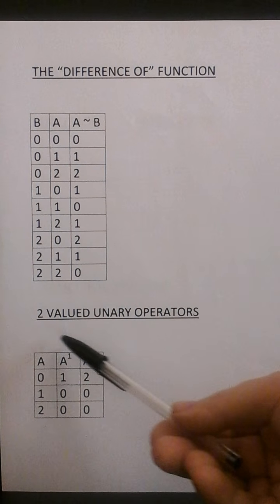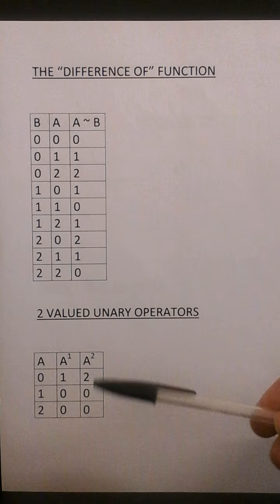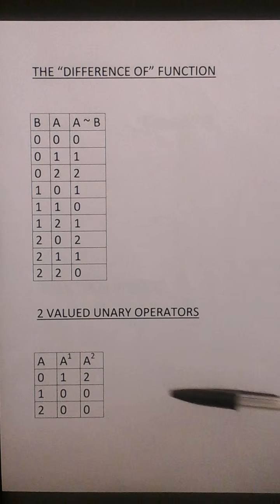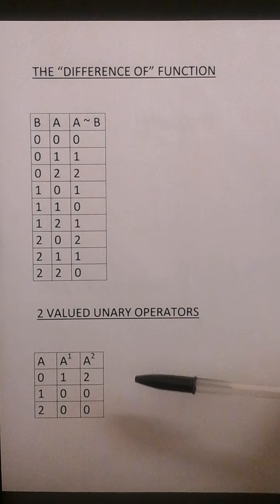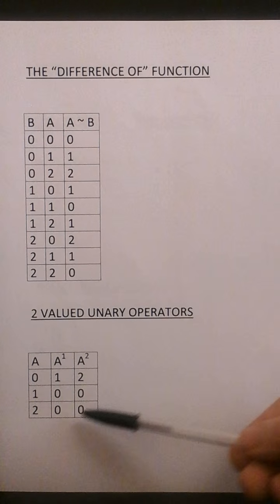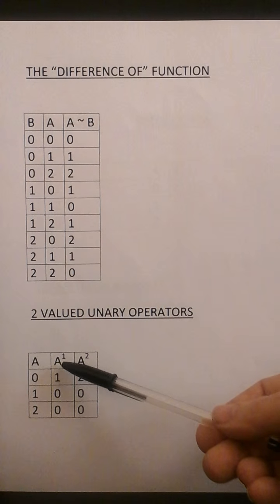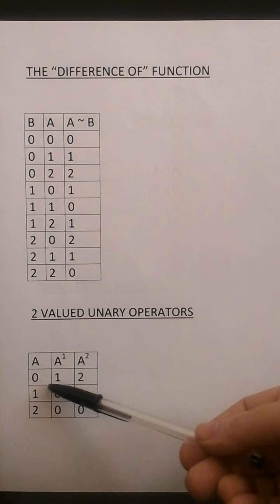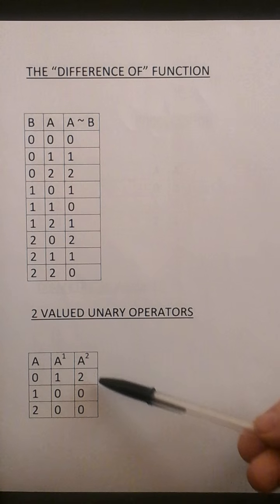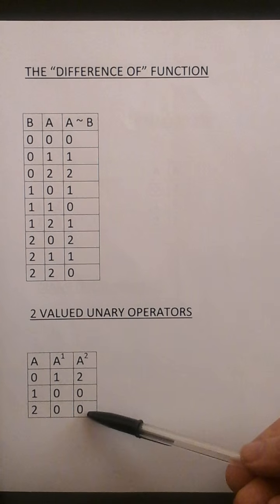So, two valid unary operators. This is for a ternary algebra based on these operators, which are two valued. Basically, the output A1 is a 1 when A is 0 and 0 otherwise, and A2 is a 2 when A is 0 and 0 otherwise.